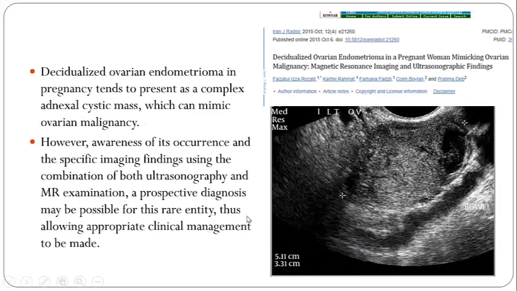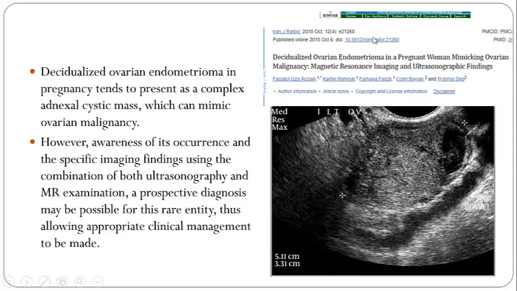So this time we think about other rare entity, because there is no increase in size during pregnancy. We thought that it could be decidualized ovarian endometrioma with pregnancy. What is the decidualized ovarian endometrioma? It is a complex adnexal cystic lesion which may mimic ovarian malignancy. However, awareness of its occurrence and the specific imaging findings using the combination of both ultrasonography and MRI and prospective diagnosis may be possible to exclude this rare entity.